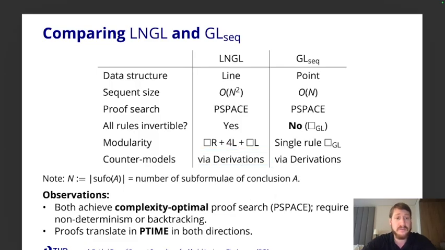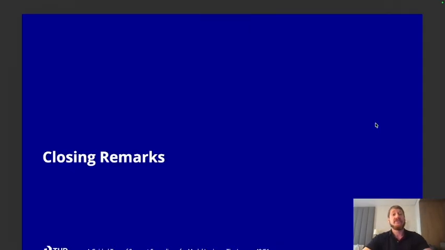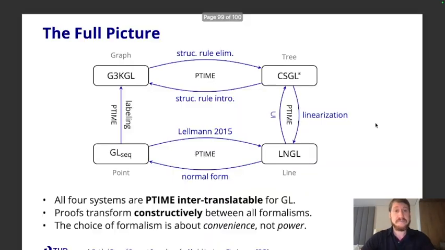And your algorithm essentially requires non-determinism or backtracking to stay within this complexity class in proof search. Okay, some final remarks about what I've discussed. So the full picture of everything I've discussed is shown on the top of this slide.